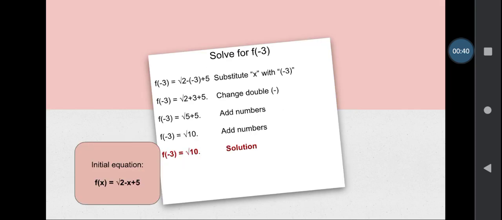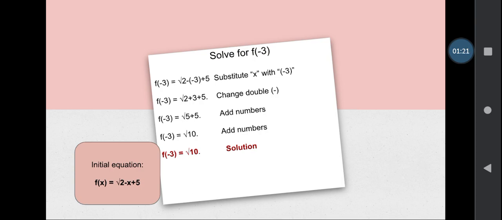For our first function, we are going to solve for f of negative 3, with our initial equation, reminding you, being f of x equals the square root of 2 minus x plus 5. We substitute our x with negative 3, which gives us f of negative 3 equals the square root of 2 minus negative 3 plus 5. After this, we have to get rid of our double negatives. That gives us f of negative 3 equals the square root of 2 plus 3 plus 5.